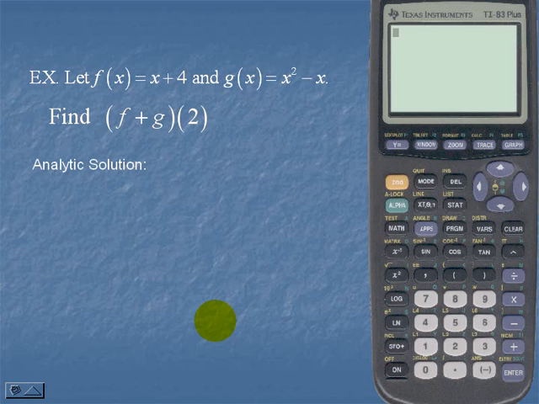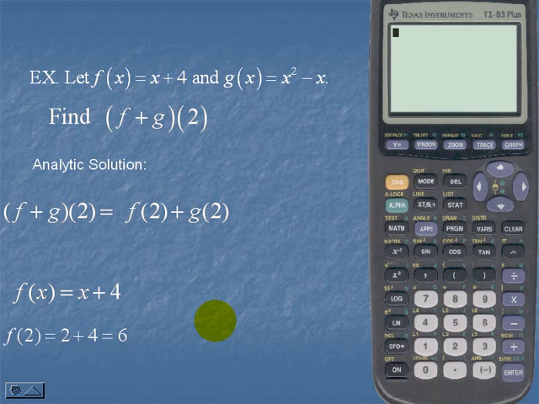Here's the analytic solution. If we use our formula, f plus g of 2 is equal to f of 2 plus g of 2. We're given f of x, which is x plus 4. In order to find f of 2, we would simply replace x with 2. So f of 2 is equal to 6.